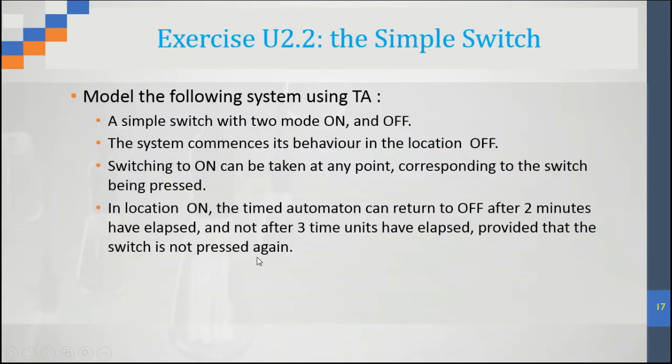Here we have a very simple example. The example is a switch, to switch lighting, to switch whatever, just a switch with two states. The first state is on, the second state is off, and we have here a condition on the time we can return. I mean, if you are in the location on, we can return to off only if 2 units of time have already passed and not more than 3 units of time.